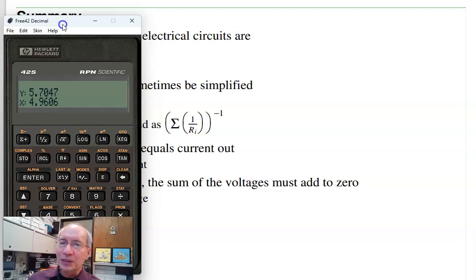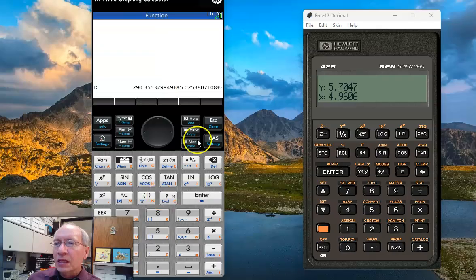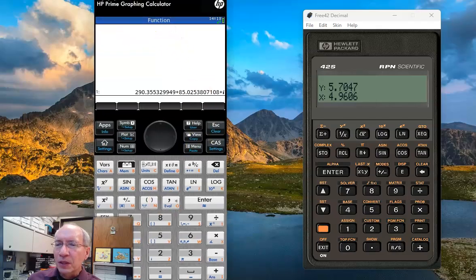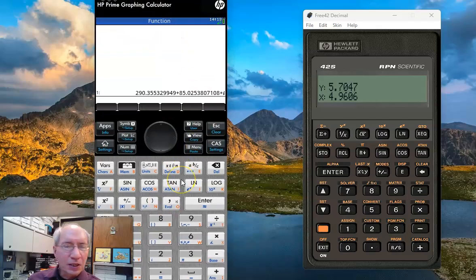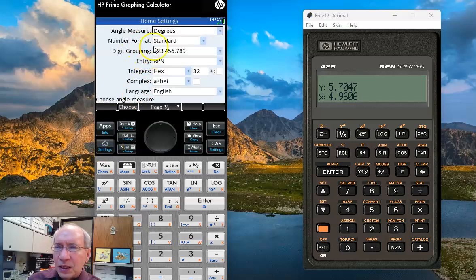I recommend the HPs. This is the HP42. There's another calculator called the HP Prime. This one is still in production. It is $130 on Amazon. Not quite as nice, but still pretty nice. To use this as an RPN calculator, you go Shift, Settings, and then under Entry, I want to be RPN. That's reverse Polish notation. I can then do these similar things.